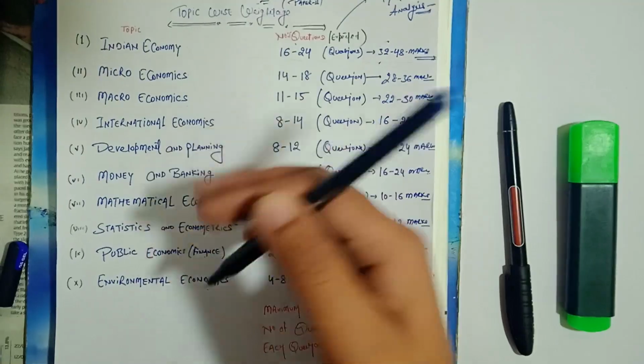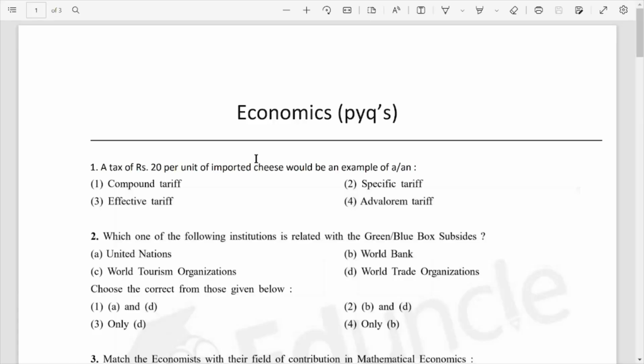So let's move into that. The first question is: a tax of rupee 20 per unit of imported cheese would be an example of an. The options are compound tariff, specific tariff, effective tariff, or ad valorem tariff.